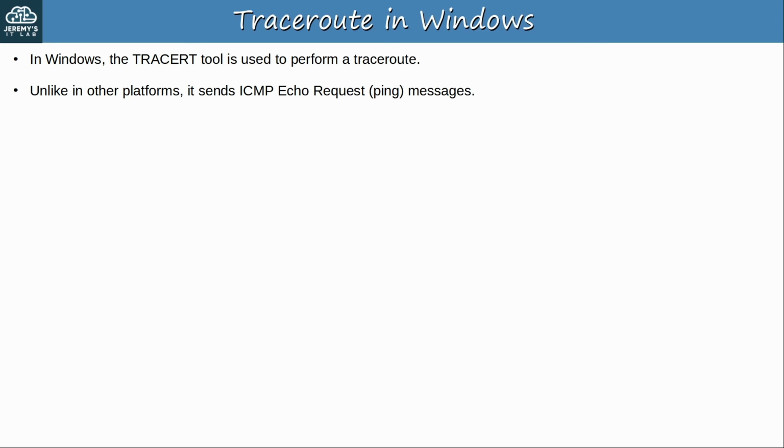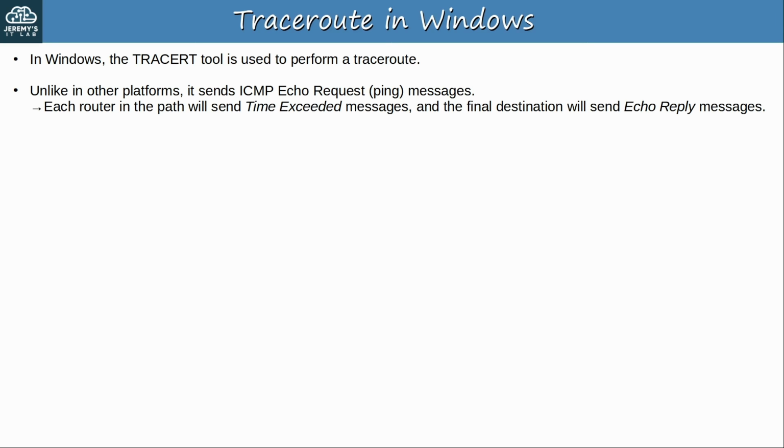Now let's look at Traceroute in Windows. There's not much to point out, just a couple things. In Windows, the tracert tool is used to perform a traceroute, and that's the command in the CLI, tracert. Unlike in other platforms, it sends ICMP echo request messages. Basically, it just sends pings with specific TTLs. So, each router in the path will send time exceeded messages, and the final destination will send echo reply messages.